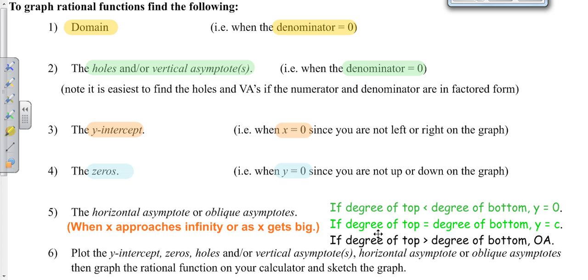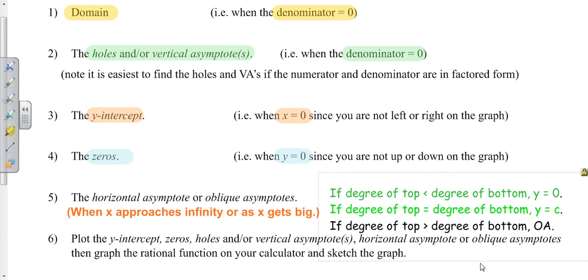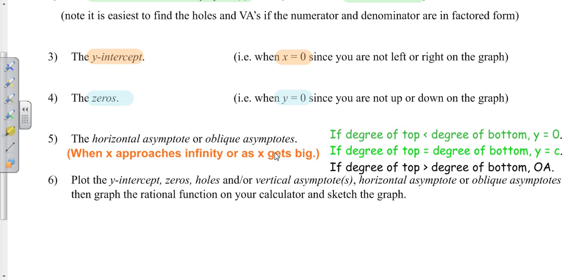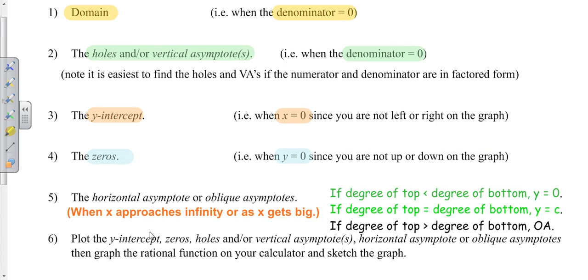And what we have over here is the summary of what we had on the previous page. Then I'm going to want you to go ahead and plot all those on your axes. And then I want you to graph it on your calculator and sketch it in from your calculator, going through all your zeros and your y-intercept, with your vertical and horizontal asymptotes on there so you know what you get close to.